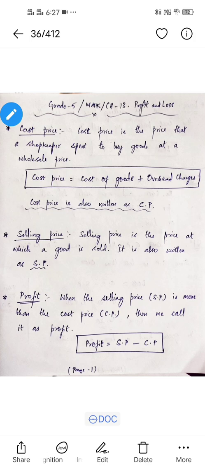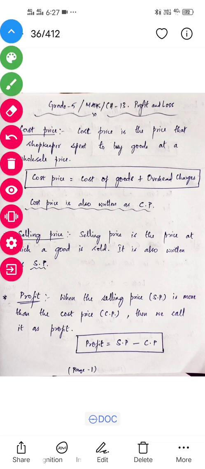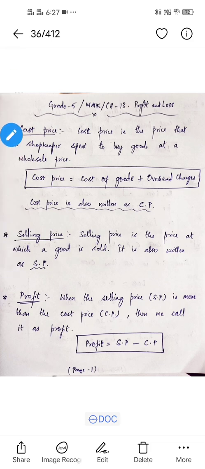Okay, so now for example, if I buy a shoe for rupees 500 and then I sell it for rupees 600, here the cost price is less, right? I bought a shoe for rupees 500 and I'm selling it for 600, so the selling price is more. So here I'm making a profit, okay. So when the selling price is more than the cost price, then we call it profit.